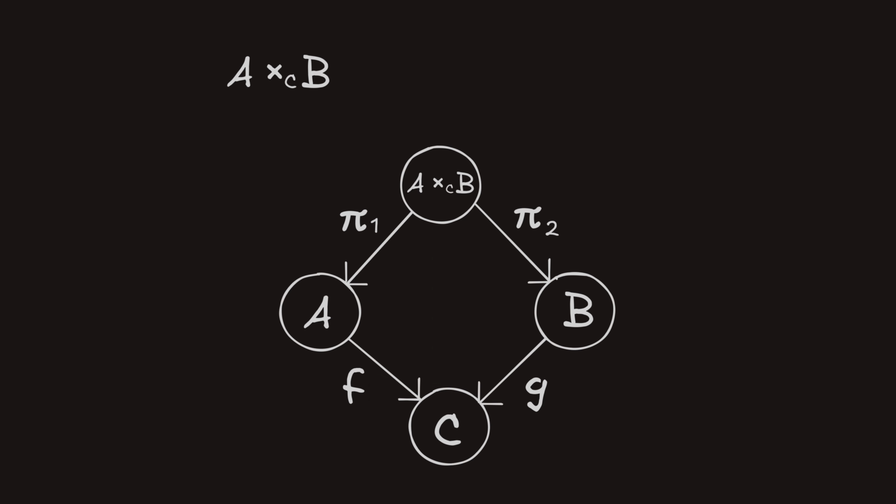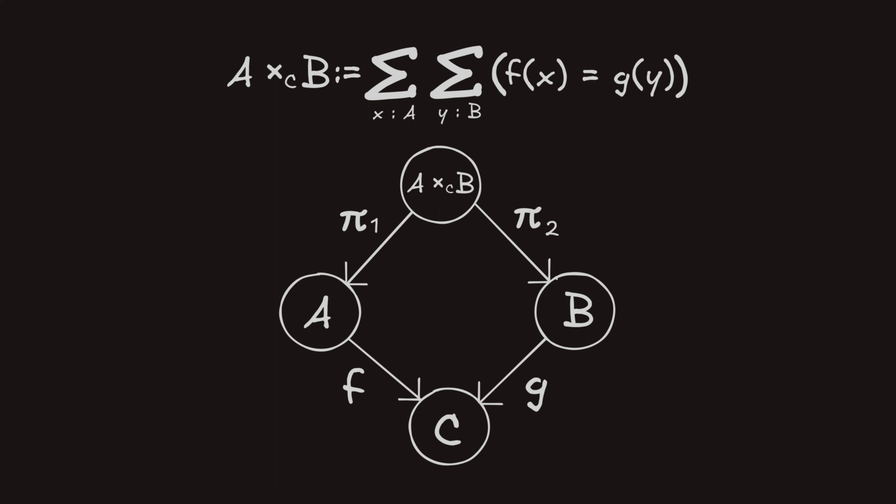Given a term x in A and a term y in B, we can construct a term in this pullback as long as f of x is equal to g of y. If C were the unit type, f of x would always be equal to g of y, and the pullback would be equivalent to the product.